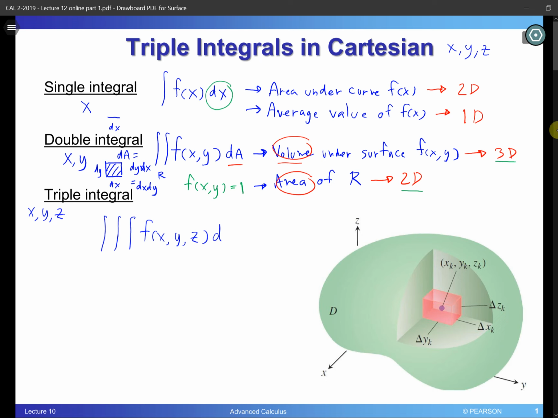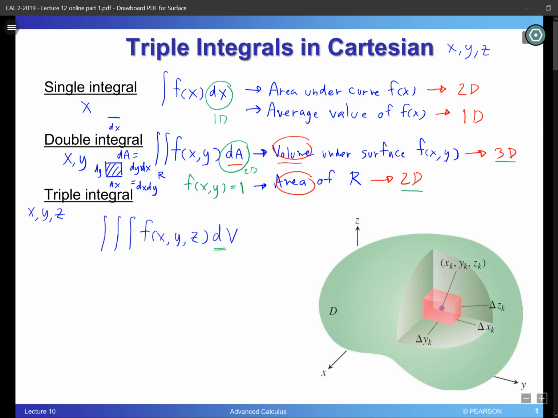Now, double integration, we have dA. This is differential area, 2 dimension, right? This is 1D, this is 2D. Now we move to triple integral. This D right here is supposed to be 3D. 3D differential, that is differential volume. Okay, so we have something like this.